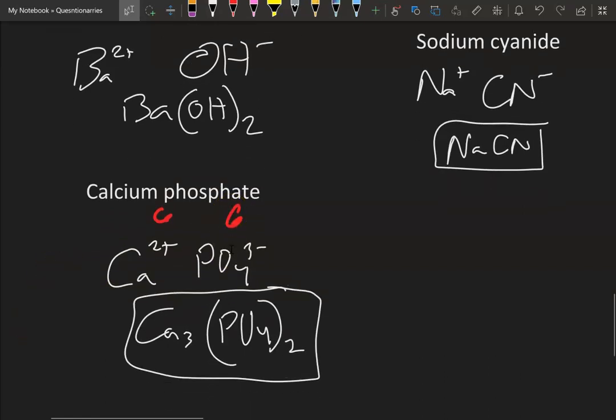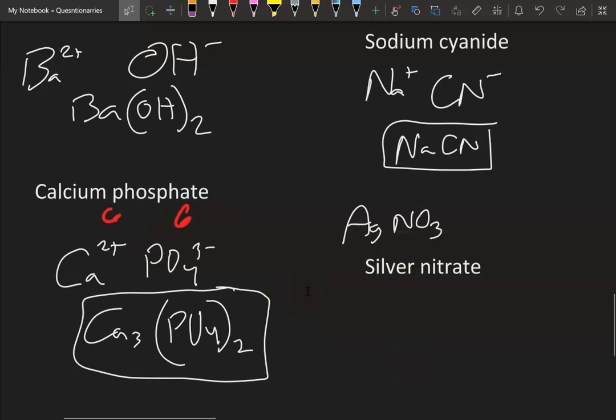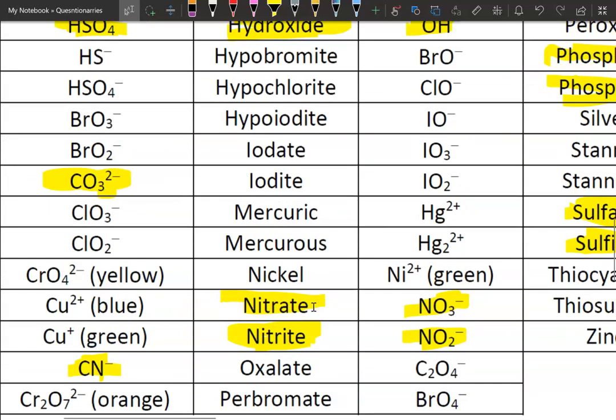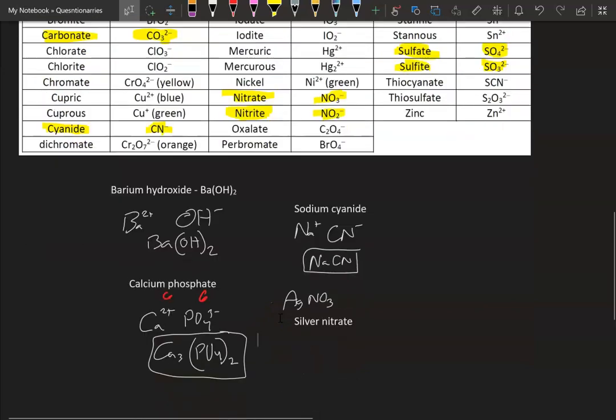You can also go back through, and let's say, for example, that I have a formula of AgNO3, and I want to name this. Naming it is just as easy as writing the formula. The metal is what it is, it's silver, and then the polyatomic ion is nitrate. So the name of that would be silver nitrate. Again, it all goes back to making sure that you have memorized these polyatomic ions and their respective formulas and charges.